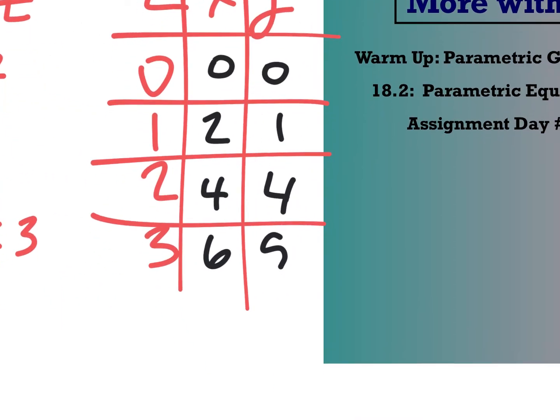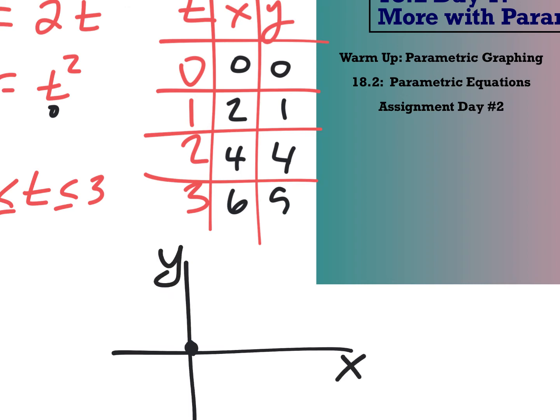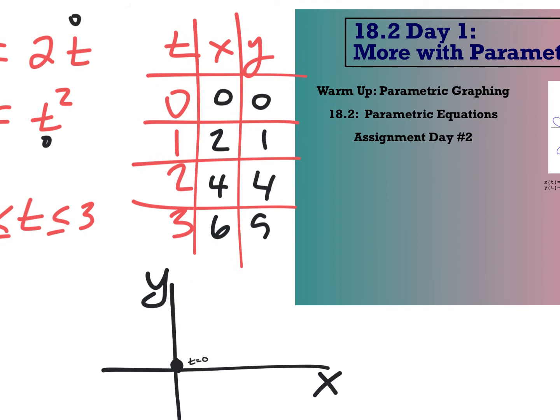And if I graphed it, what's different than just graphing normally? Do you graph the t? Yes and no. Here's what I mean by that. If we graph these points like 0, 0, I don't have t as one of my axes. It's x and y, but you're supposed to put right next to it a little t equals 0. Then, if I have the point 2, 1, I'm supposed to label it with t equals 1. And 4, 4, and 6, 9.